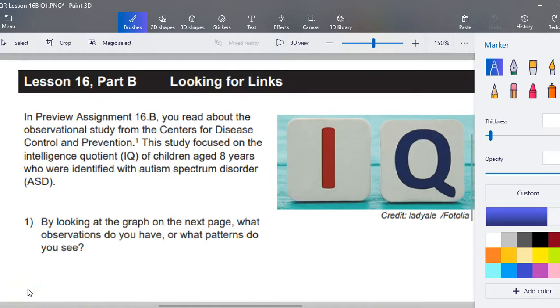Welcome back. We're now on lesson 16B. In the previous assignment, 16B, you read about the observational study from the Centers for Disease Control and Prevention. This study focused on the intelligence quotient, IQ, of children aged 8 years who were identified with autism spectrum disorder.